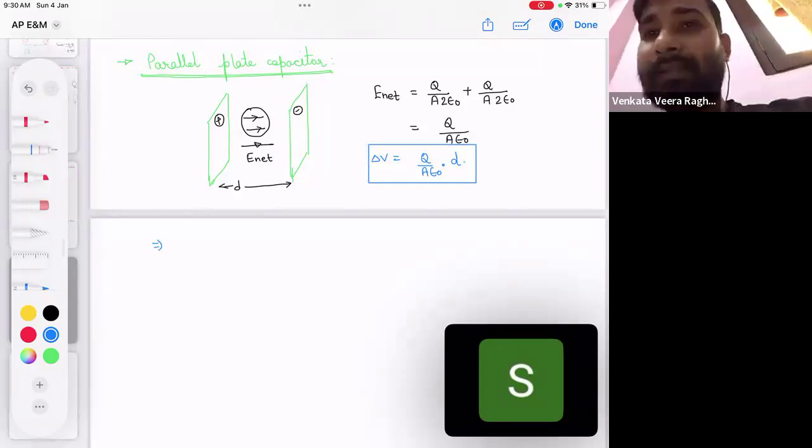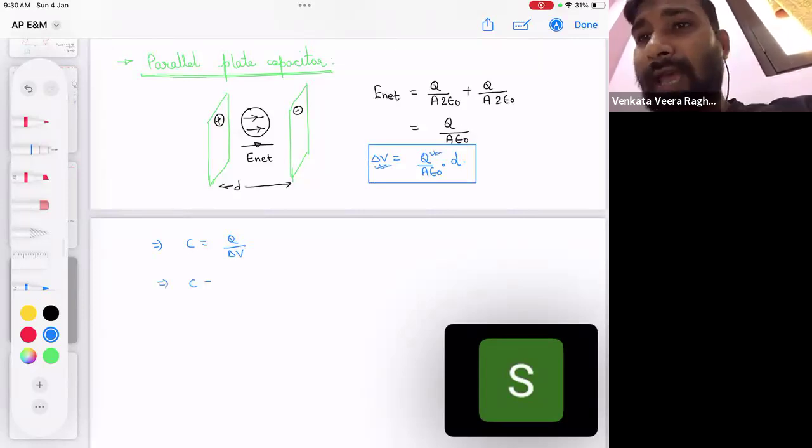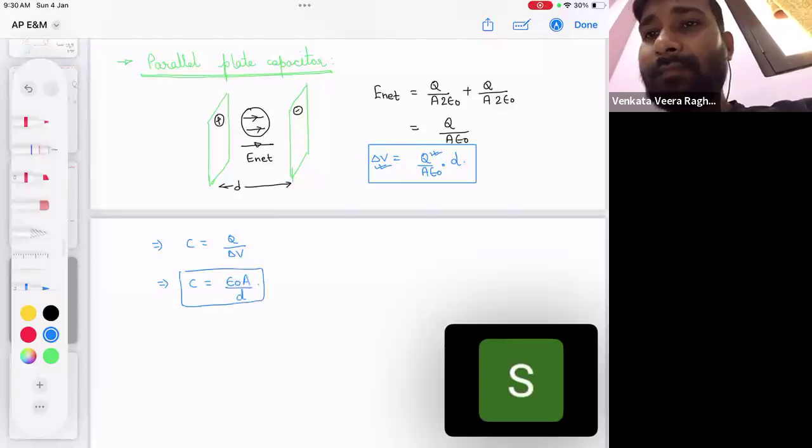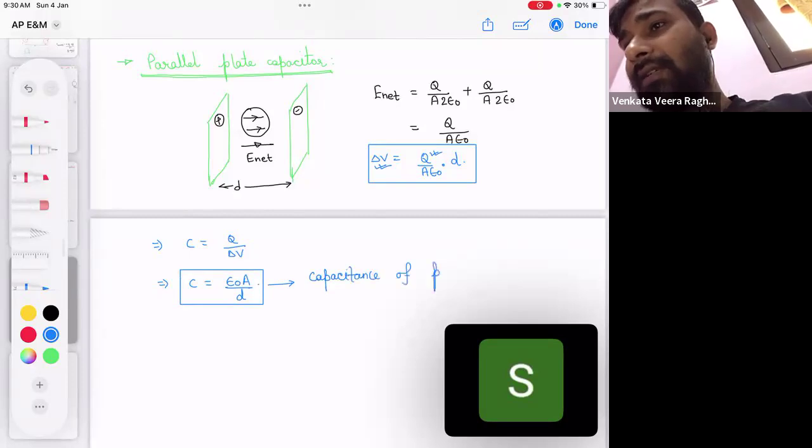How do we get the capacitance? So remember, capacitance is Q divided by delta V. What is the capacitance? Q divided by delta V. Just check it here. Delta V is known, Q is known. If you simplify it, am I getting the capacitance as epsilon naught A by d? So this is the capacitance of what? A parallel plate capacitor. It's the capacitance of a parallel plate capacitor.